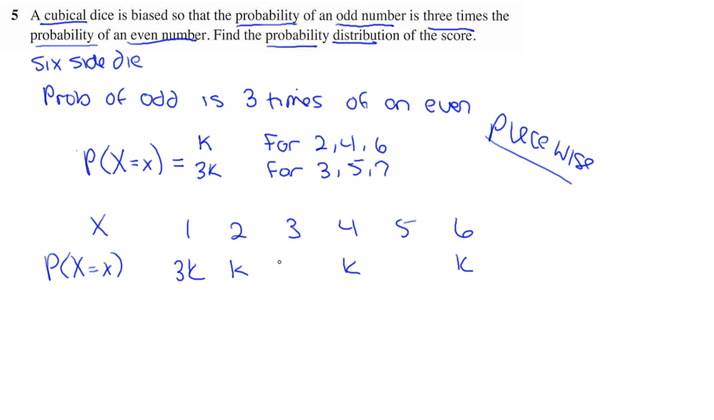All right, hopefully you did that. I've got 3k, 3k, and 3k because it's 3 times the other ones, right? Now, keep in mind, all the probabilities must add up to 1. So take a second, pause it, and figure out what k should equal.